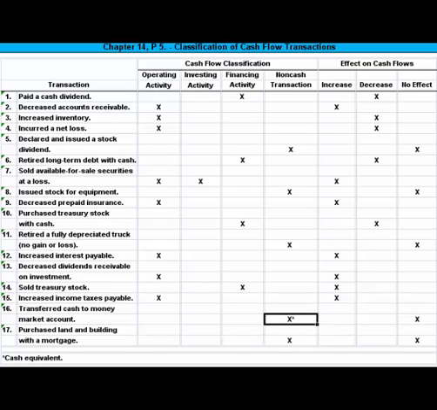And the one little exclamation point on number 16, transferring cash to a money market account, the important note is that you recognize that the money market account is a cash equivalent, and we normally define cash as being cash and cash equivalents. Okay, and that's problem 5, everyone.